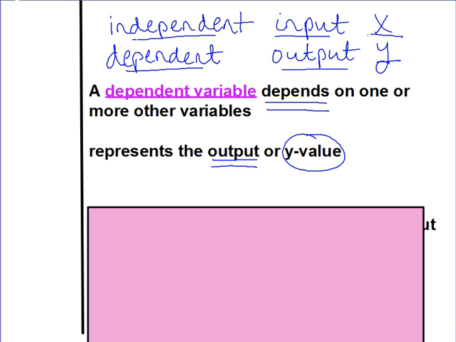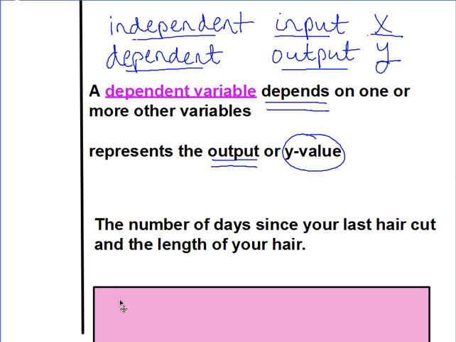Now, I have an example. I don't need you to write this one, but this is just a basic example. Hopefully you can follow along. This is going to help you understand what's the difference between independent and dependent. It says the number of days since your last haircut and the length of your hair. So think about that for just a second and try to decide which is the one you get to choose and which is the one that gets affected by your choice.